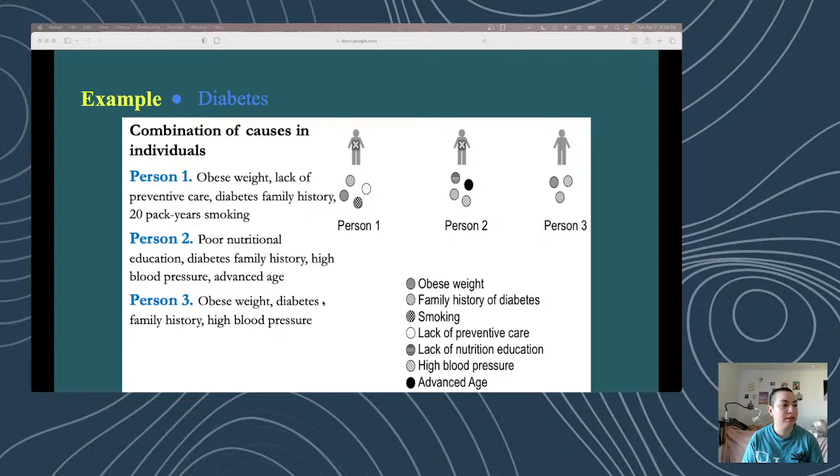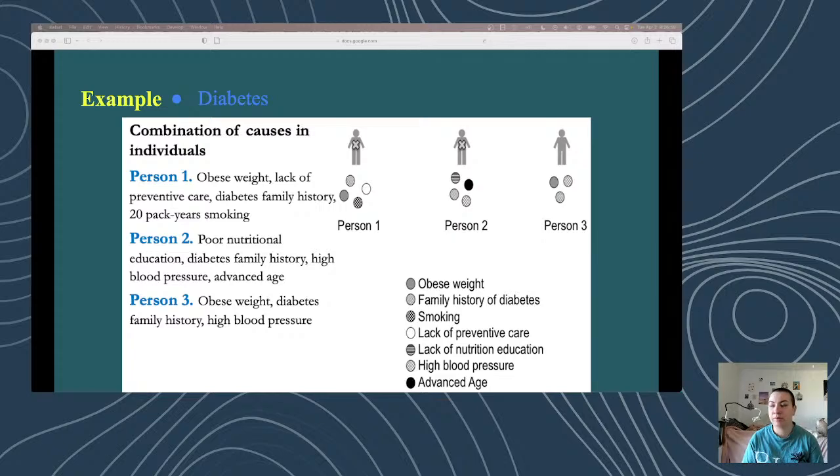Person 3 has obesity. They have diabetes, family history, just like person 1 and 2. And they have high blood pressure, just like person 2. But for this person, these aren't causal. So that is just your graphical depiction that there could be more than one marble set that becomes a cause for someone, and that it might not be a cause for someone else.